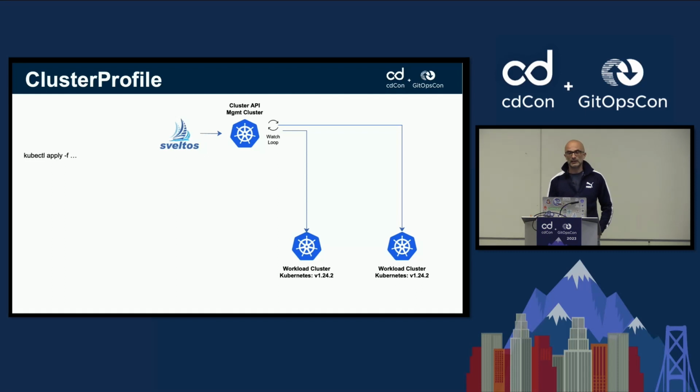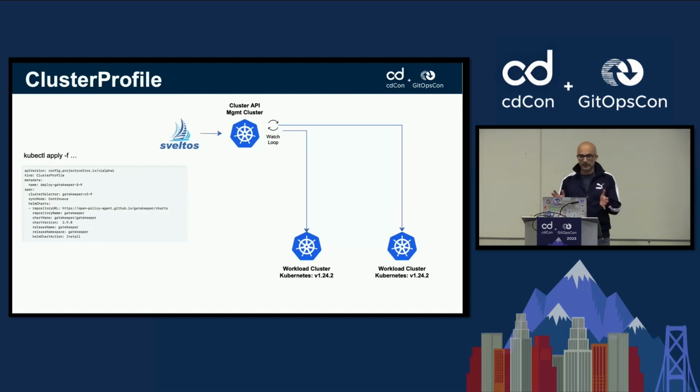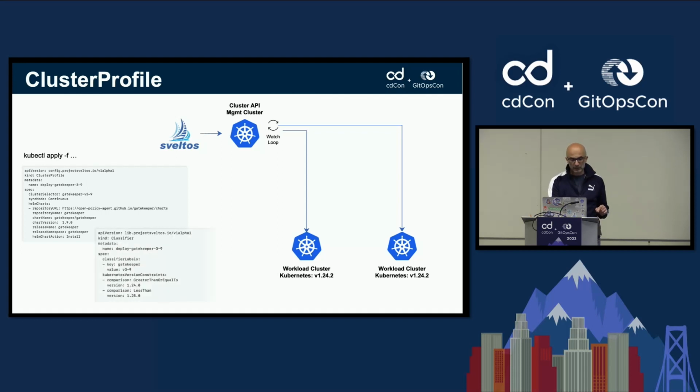The intent that I have here is to ask Sveltos to deploy Gatekeeper version 3.9.0. But I want to deploy this version only if a cluster is running a Kubernetes version which is greater than 1.24.0 and less than 1.25.0. So here there is a second CRD which is used to configure Sveltos.